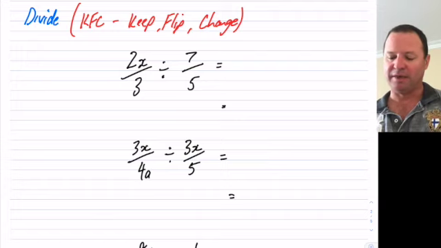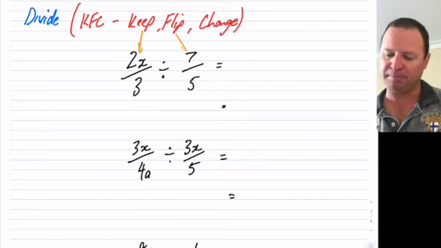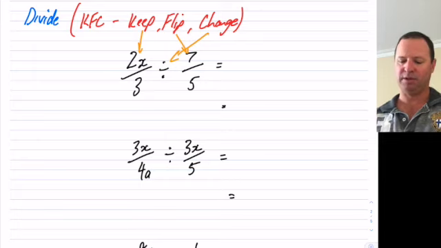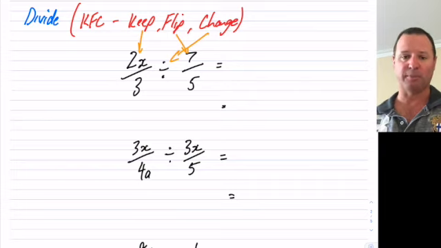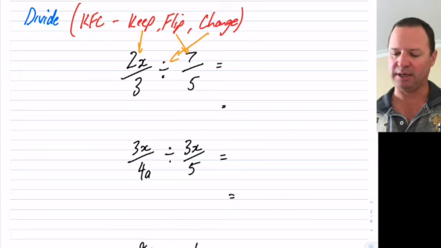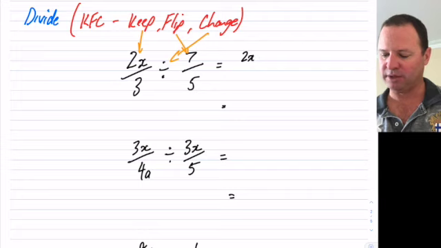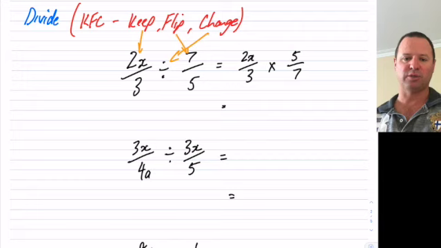So, the first one I'm going to talk about, I keep that first term, okay? I'm going to flip that second term, and I'm going to change that operator into a multiplication, okay? And then I'm going to rewrite it out, and I'm going to say 2x on 3, I keep that one. I'm going to flip the other one, so now I've got a 5 on 7, and I'm going to change that operator to a multiplication.